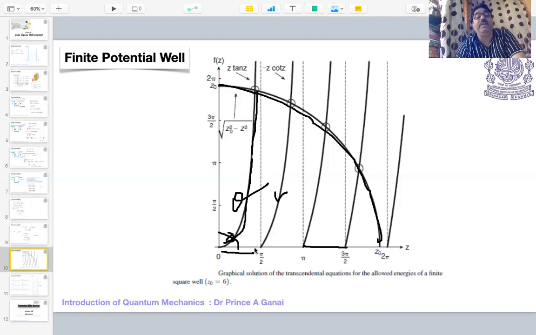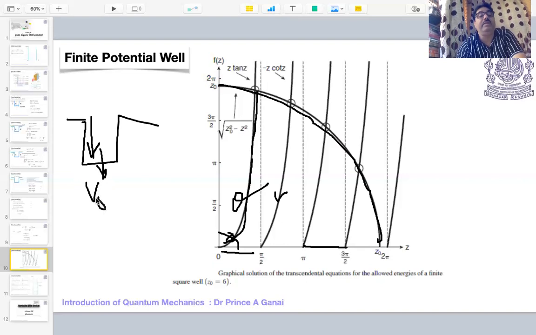So this is a very interesting result for the finite potential well: there is at least one energy level. It does not matter how shallow. Suppose this is my potential well, and I take this V0, the depth of the potential, very, very small. Doesn't matter how small or weak you take it, there will be at least one energy level.